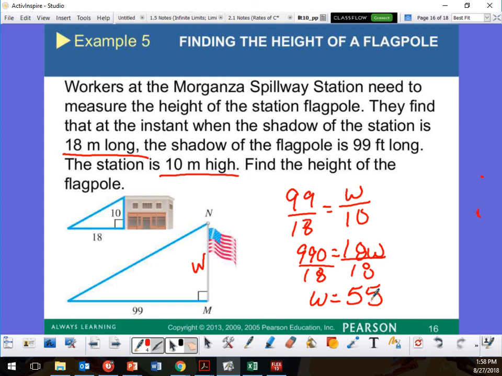What are my units on this one, though? The flagpole is in what? Feet. Thank you. So pay close attention to your units. You notice these are meters, but the ratio is going to be the same as long as you have the same units on this side and the same units on this side. This was 99 feet and the flagpole's 55 feet. This is 18 meters and 10 meters. So similar proportions even though they're using different units of measurement. So my W is 55 feet.